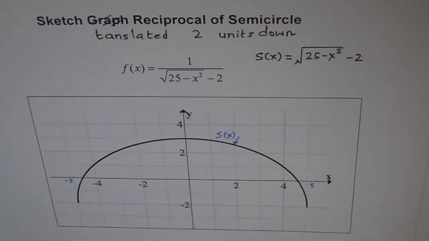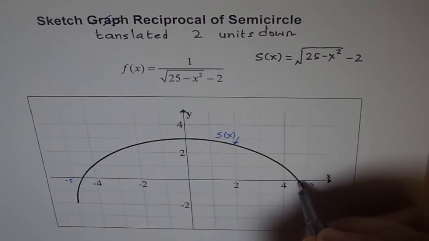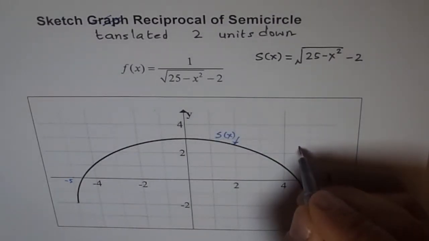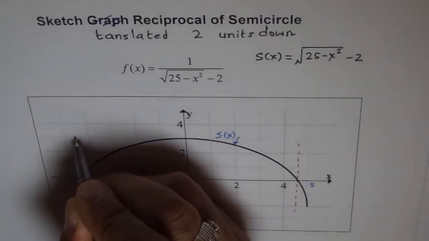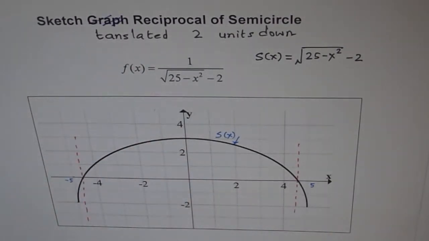As you know, if for a function s of x we have an x-intercept, then the reciprocal of this will lead to a vertical asymptote at that point. So the first step is wherever we have x-intercepts of the denominator, at that point you draw vertical asymptotes, right? So we'll draw vertical asymptotes here. That's the first part.